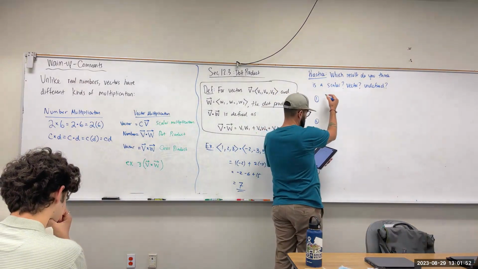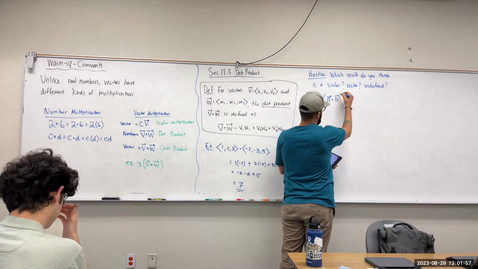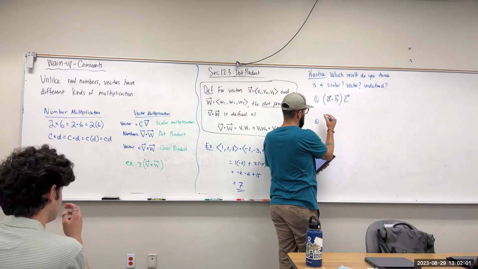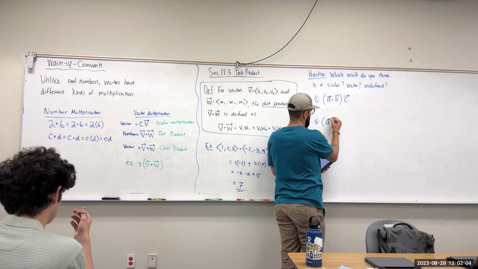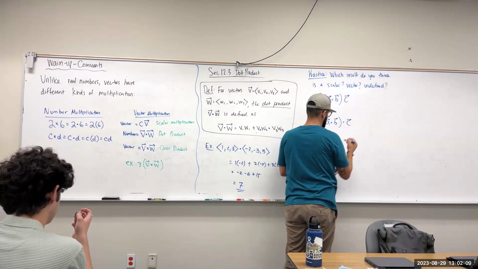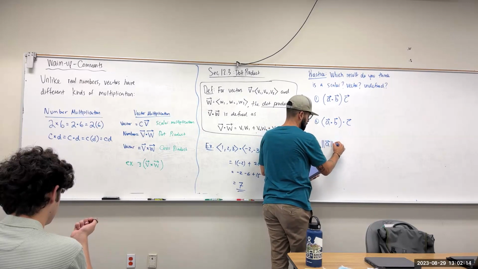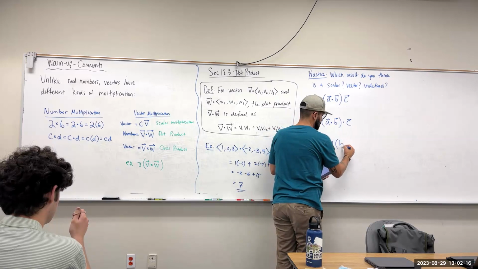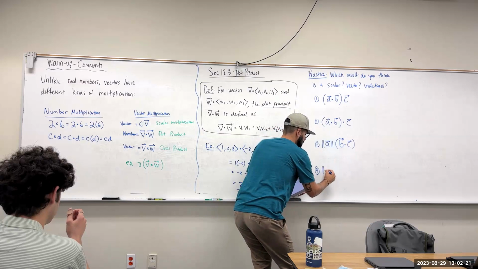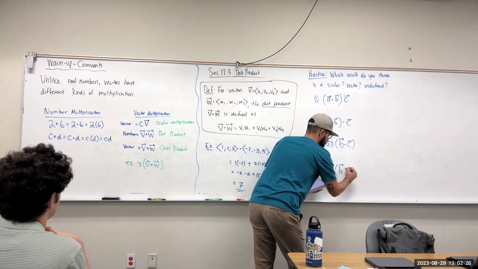Okay, so the first one will look like this: A dotted with B, parentheses C. The second one is A dotted with B and then dotted with C. Then we've got magnitude of A, parentheses B dotted with C. And then we have magnitude of A, parentheses B plus C.